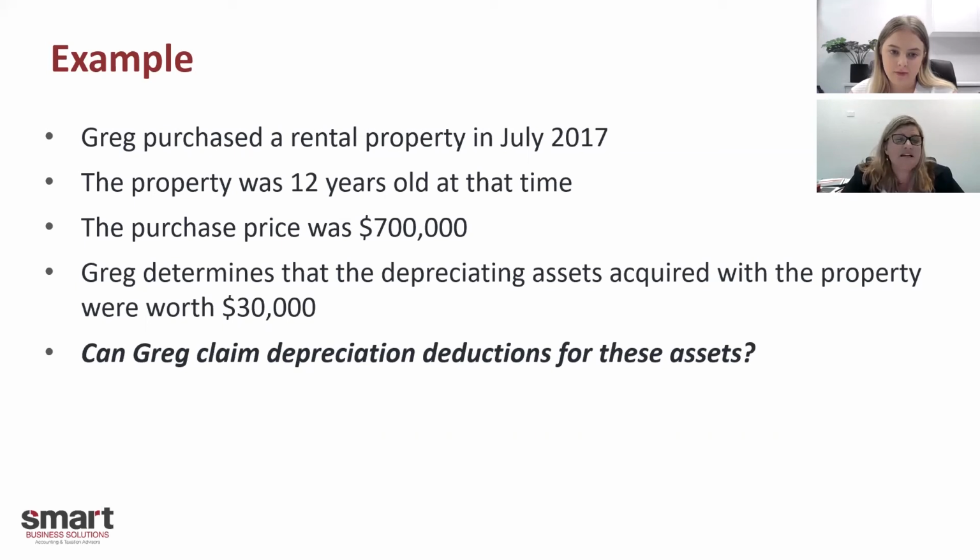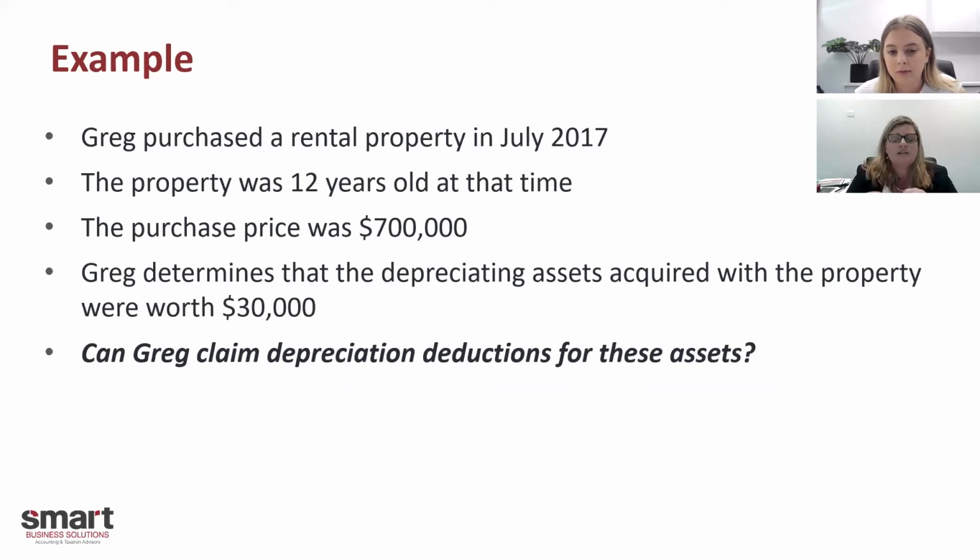Can he claim a depreciation deduction for these assets? Unfortunately, the answer is no. They are considered, I guess you could say, secondhand. And the way the ATO is looking at it is they don't want people to be what they call doubling up on depreciation. So the people before may have had it as an investment property and depreciated it, but also the value of those depreciating assets form kind of the base, a part of the purchase price of the $700,000. So there is actually no deduction.